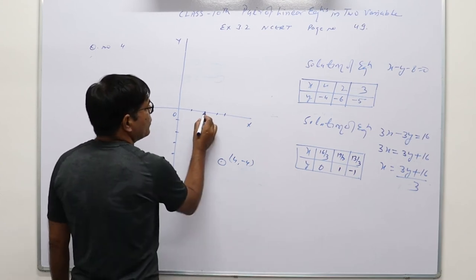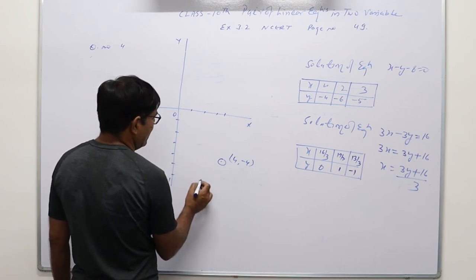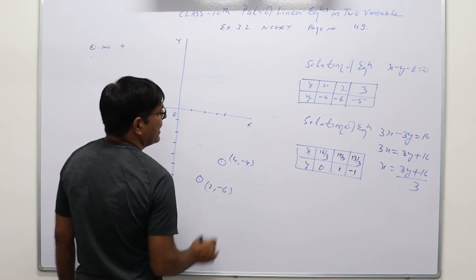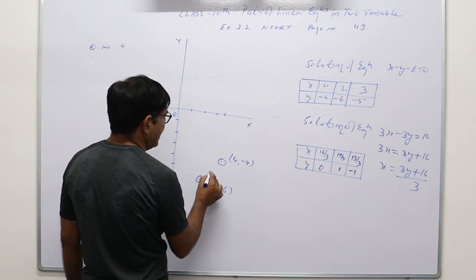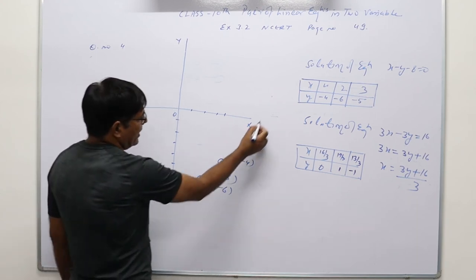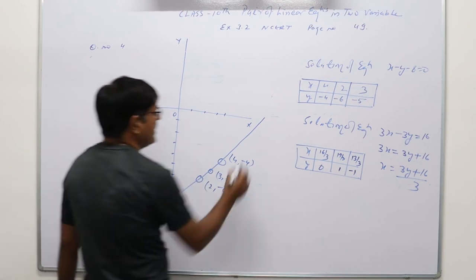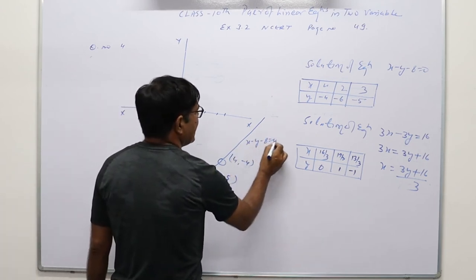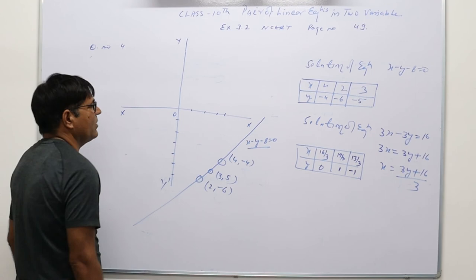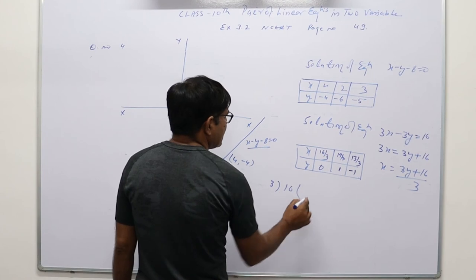Second, when x is equal to 2, then y is equal to minus 6. So this will be (2, minus 6). And when x is equal to 3, then y is minus 5. So this is (3, minus 5). On joining these points, we will find in this way one line which will represent x minus y minus 8 is equal to 0. Now to draw the graph of the second line, when x is equal to 16 by 3, simply you can divide 16 by 3.